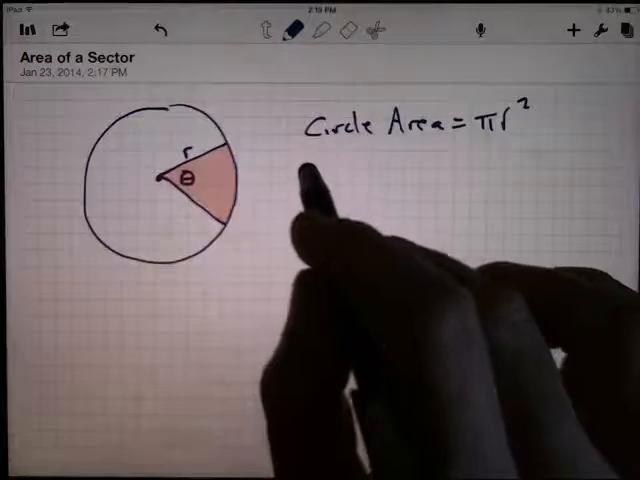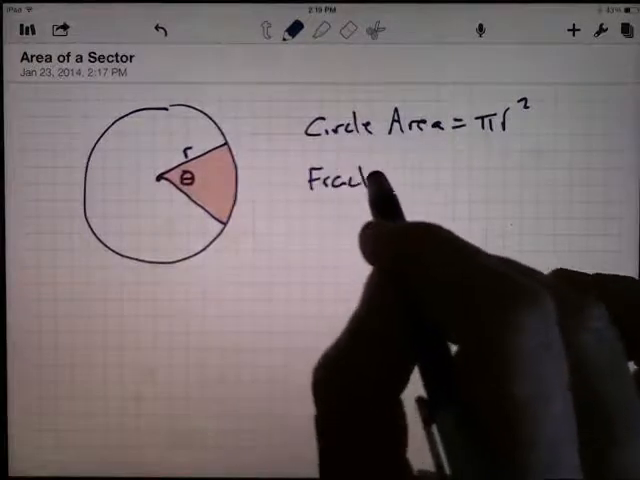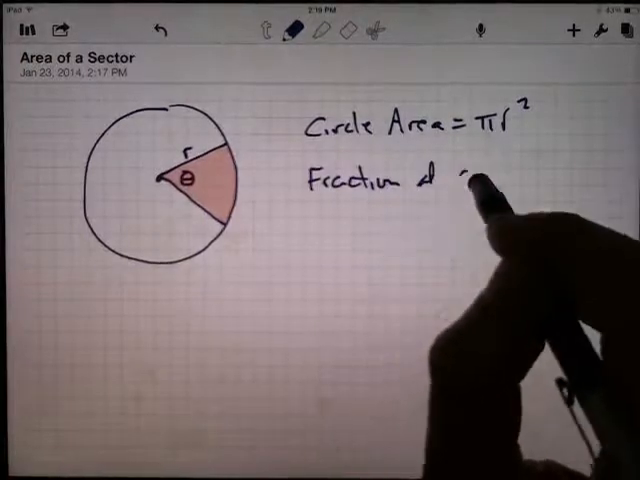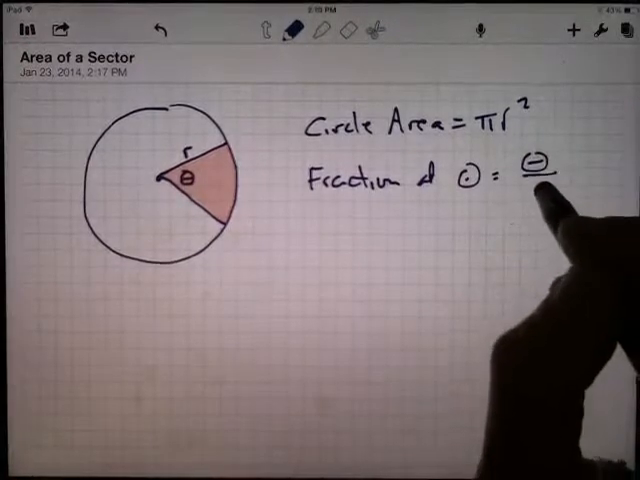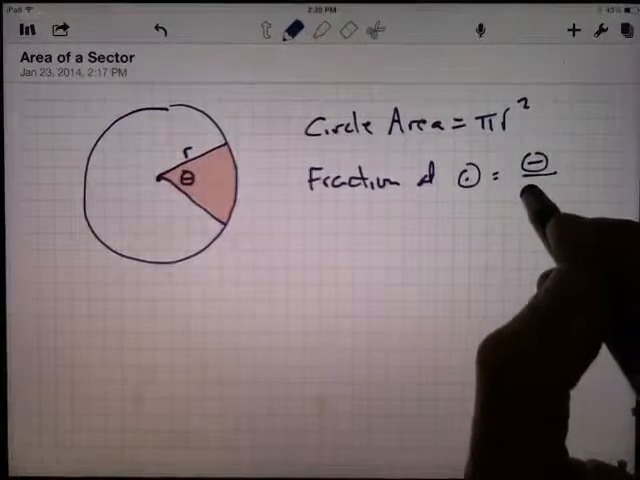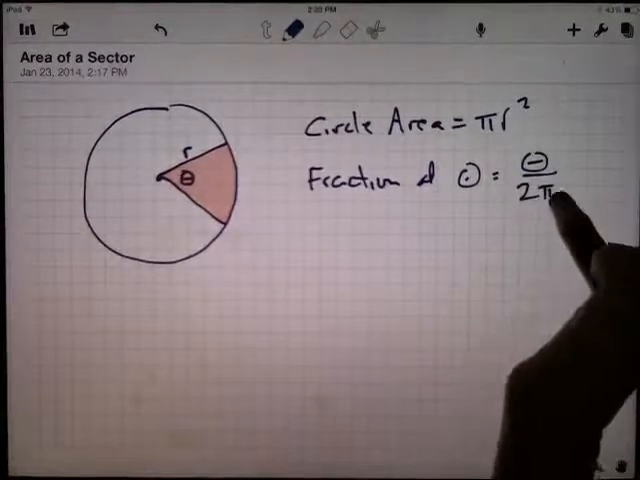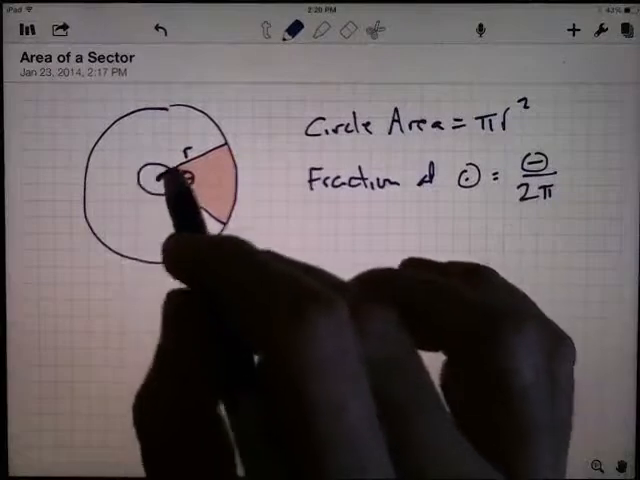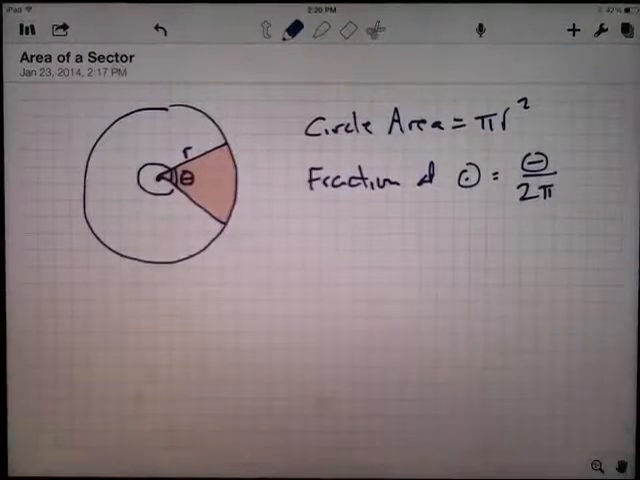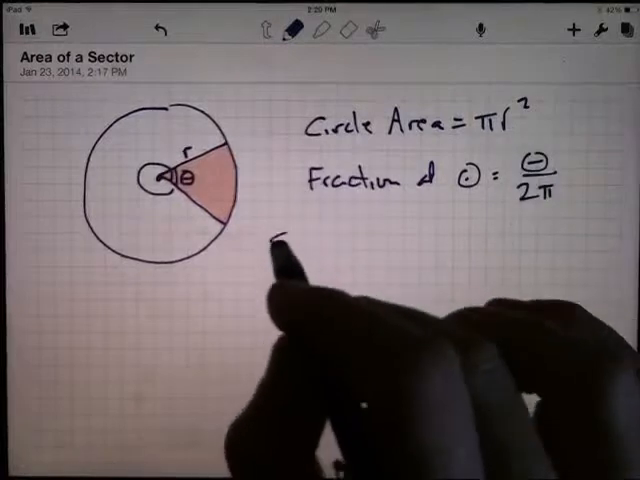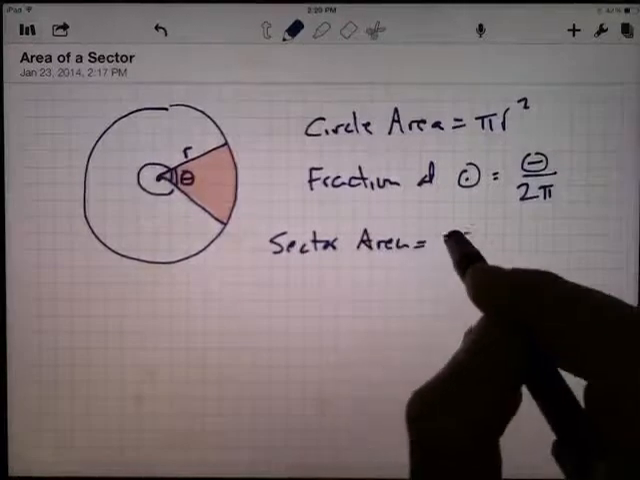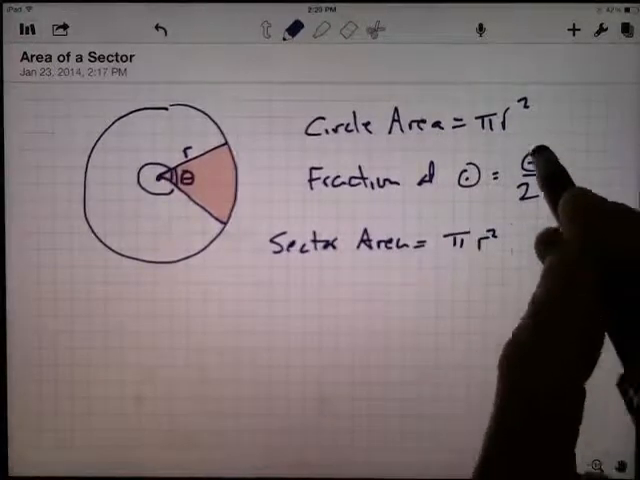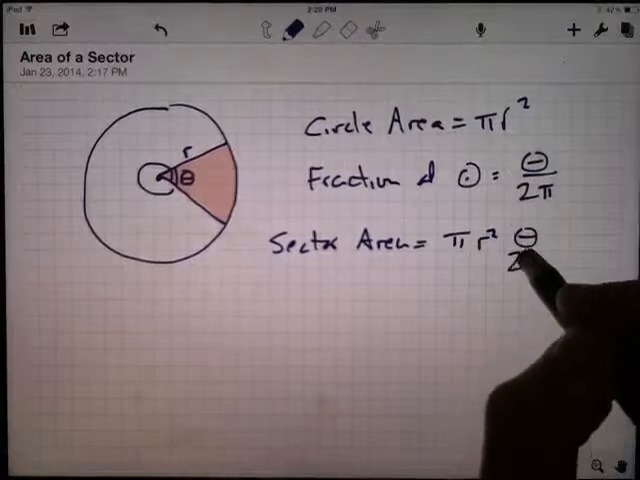So the fraction of the circle that I have is theta divided by 2 pi. 2 pi would tell me all the way around, and I'm just saying, well, how much of that do I have? What fraction do I have? That's also the fraction of the area that I have. So the sector area is the total area times the fraction of the circle that you have.